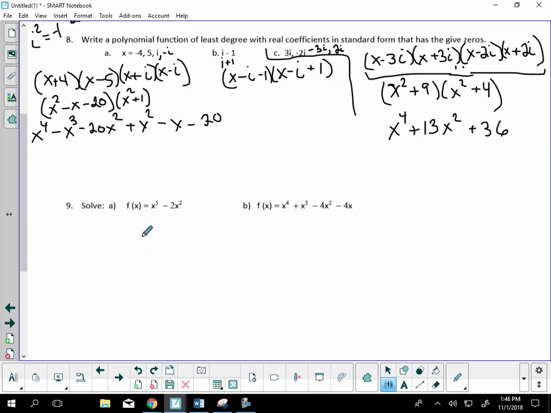On this one, you need to solve. You set it equal to 0. Factor out a GCF, and I'm left with x minus 2. You have a multiplicity of 2.